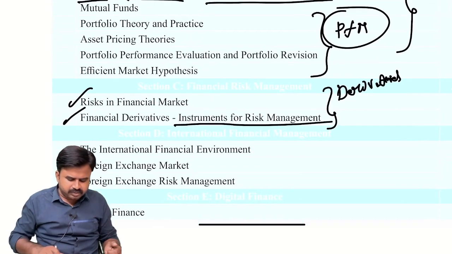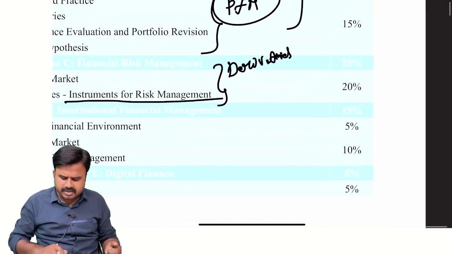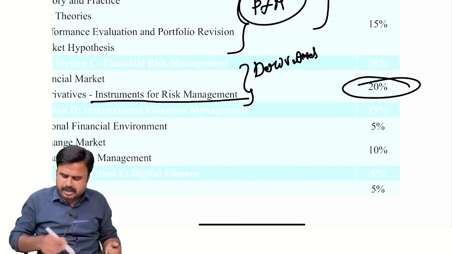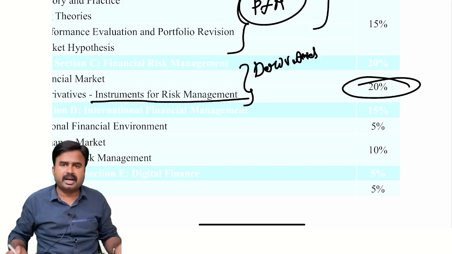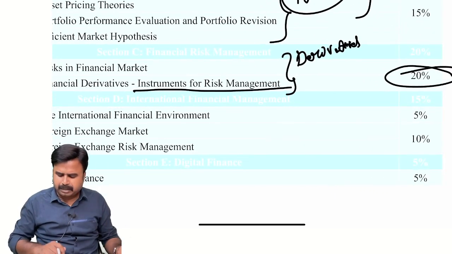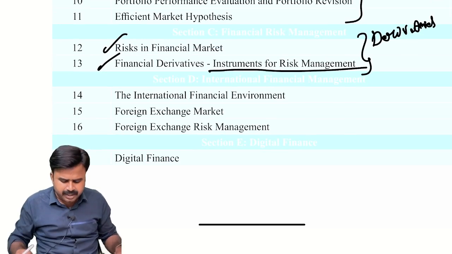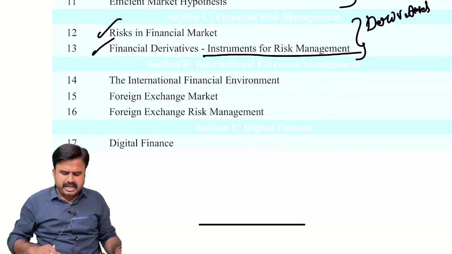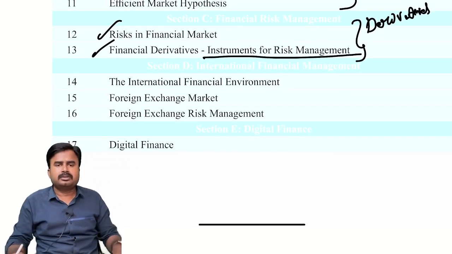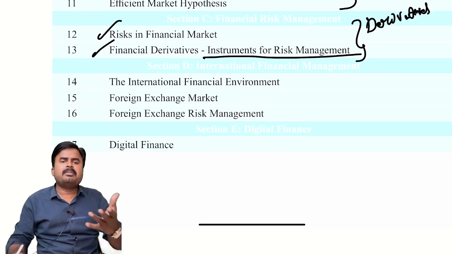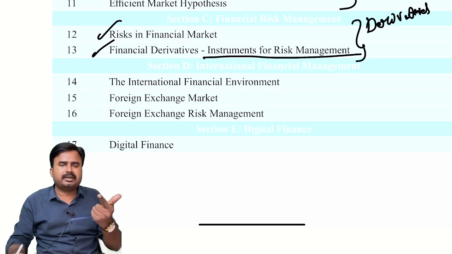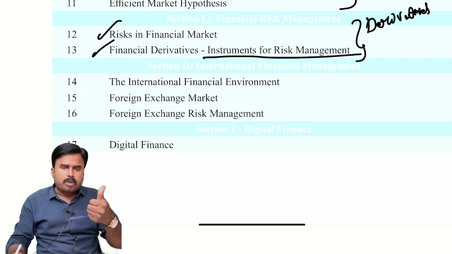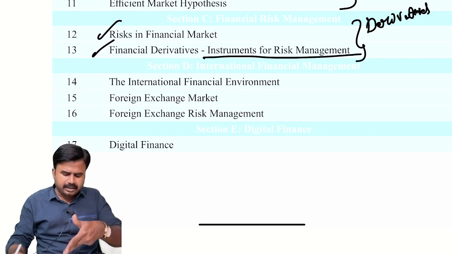Okay. Now this financial risk management derivatives weightage is 20%. Out of 100, I'm going to get 20 marks. So even derivatives is a big chapter. Okay. The last problematic area is international financial management. You know, international financial management deals with the currency market. We have several markets like stock market, money market, currency market. There are other markets also, commodity market, but we are going to deal with stock market, money market, and this currency market.